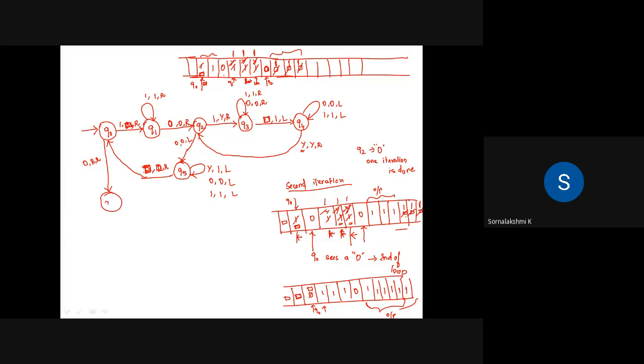So I get to Q5. Q5, however many ones it sees, keeps replacing them with blank and proceeds to the right. So all these will be replaced with blank, blank, blank. Okay. Now everything is set. I only have this last delimiter. Now Q5, when it sees a 0, with no looping, replaces it with blank and moves right. So that is your Q accepting state.